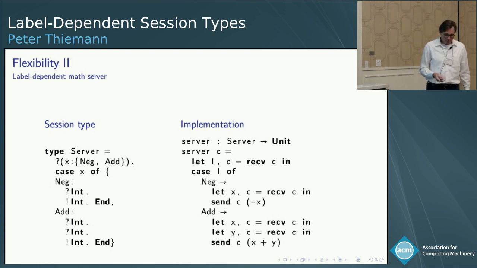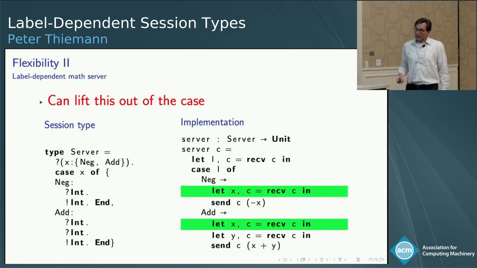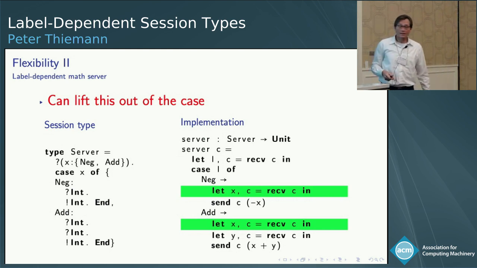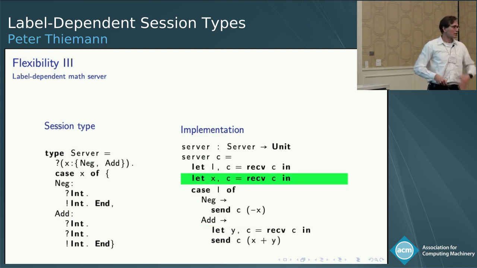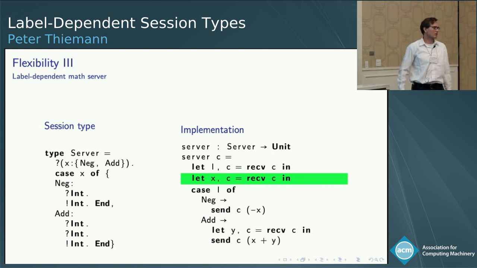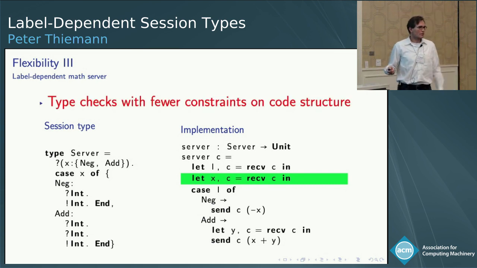But now we can be a bit more clever. Namely, we can see that in the body of the case, in the server implementation, we actually have some repetition, which maybe we would like to pull out of the case. In the traditional implementation with traditional session types, this wouldn't work. It would be impossible to refactor the code. Whereas here, you can just move it up, and this implementation still type checks against the type without any change. Now, of course, you can play along. So you have fewer constraints on the code structure.